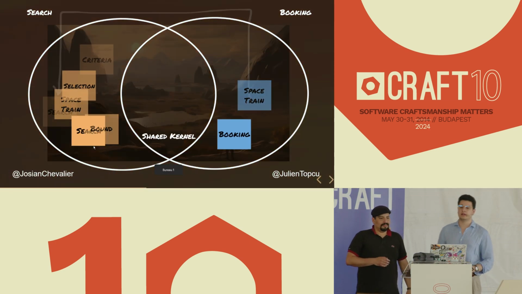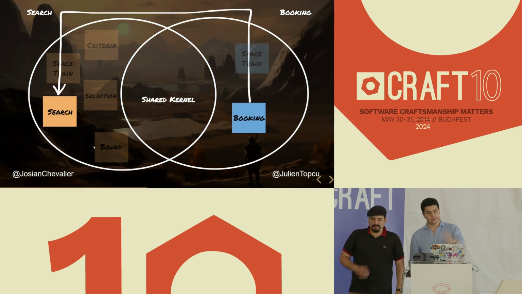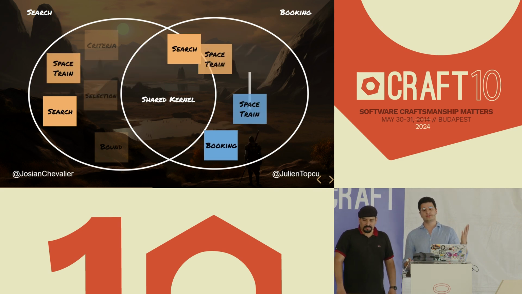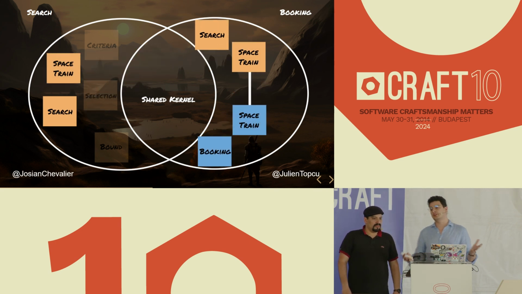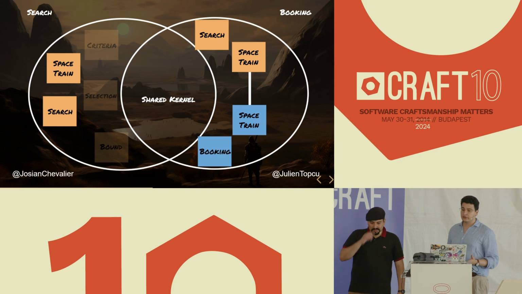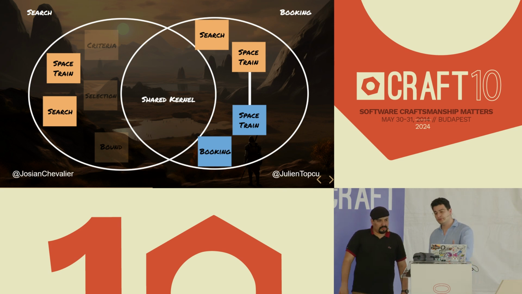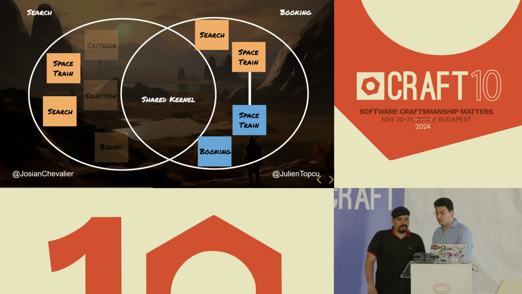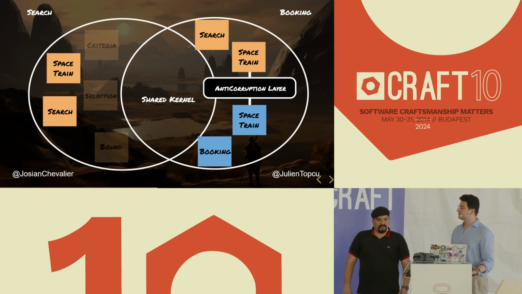Okay, so here, as you can see, you created a direct dependency from the booking to the search, and you're just contaminating the booking with anything that comes from the search. All that because you wanted to translate a space train from the search to a space train of the booking. You're trying to make an anti-corruption layer. So this is a good thing.